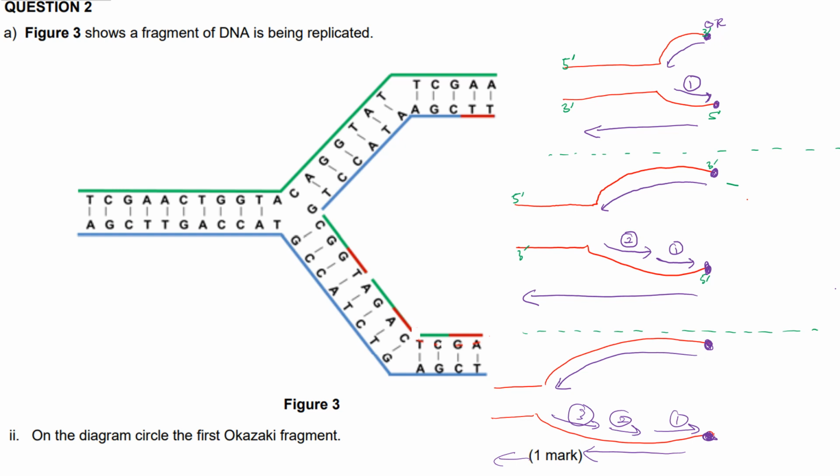For this next question, you have to circle on the diagram which one is the first Okazaki fragment. So the first Okazaki fragment will be this one. The first Okazaki fragment synthesized will be nearer to the origin of replication. Okazaki fragments are synthesized away from the replication fork, from the replication fork towards the origin of replication. So why is this the first Okazaki fragment? Why is this fragment not the first Okazaki fragment?